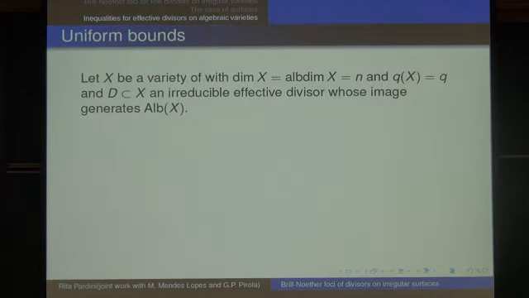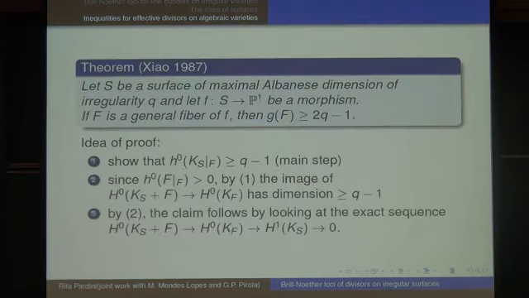And so our idea was trying to see what can you say in general for a similar situation. So you have a variety of maximal Albanese dimension, irregular, and an irreducible effective divisor. And in fact, you can weaken Shell's assumptions. In order to prove this crucial step here, you don't really need that F moves in a linear system. But to prove this, we realized that it is enough that F is not in the ramification locus of the Albanese map.